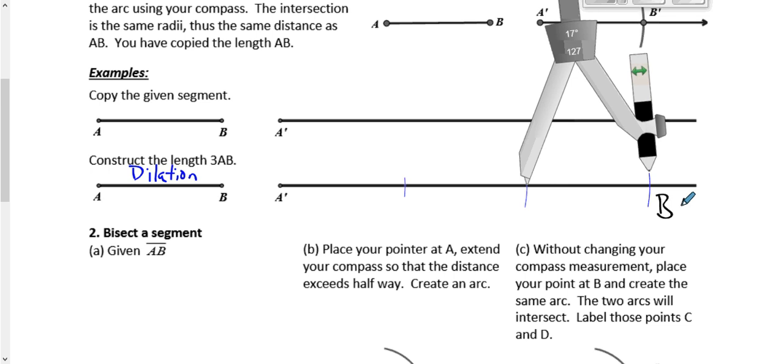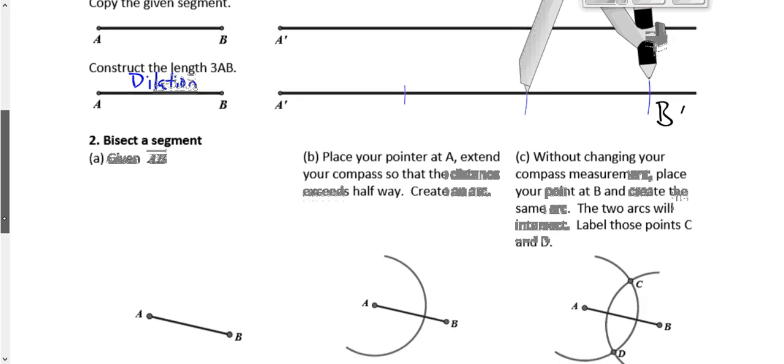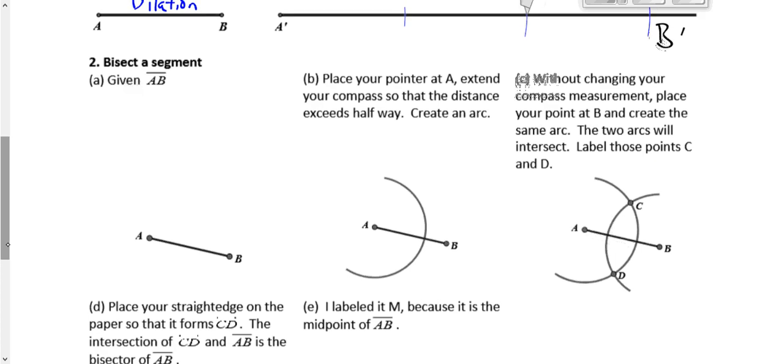Okay, let's go down here. Now they want you to bisect the segment. I think we've done that, haven't we? What construction are we going to use to bisect the segment? Use this. What is this? Right, but you don't need to draw the whole perpendicular line in, right? So basically you're just finding the midpoint, right?